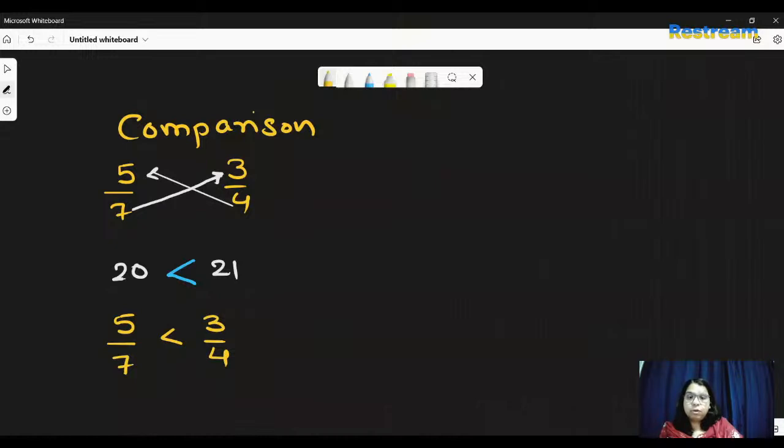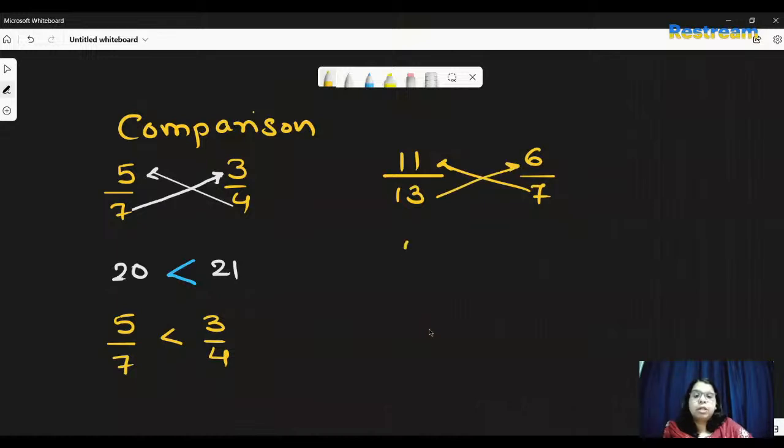So now what we are going to do is take another one. Let's say I have 11 by 13 and 6 by 7. Again, I'm going to do the same thing. So it is 11 times 7 and 6 times 13. So it is 77, and 6 times 13 is 78. So your 77 is less than your 78.